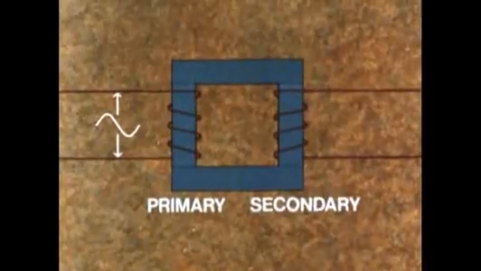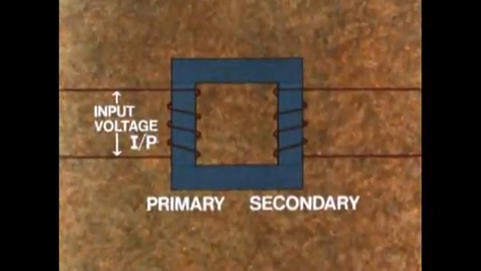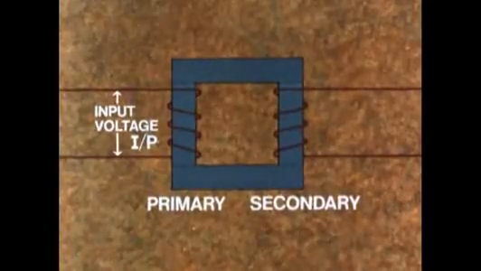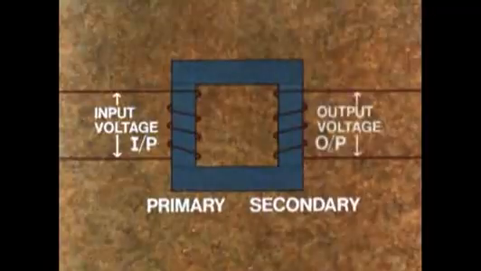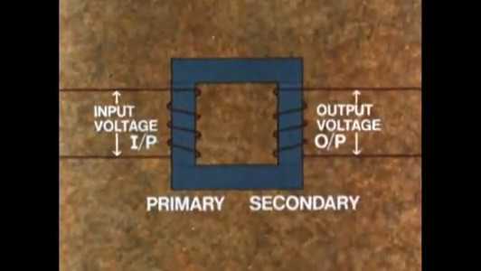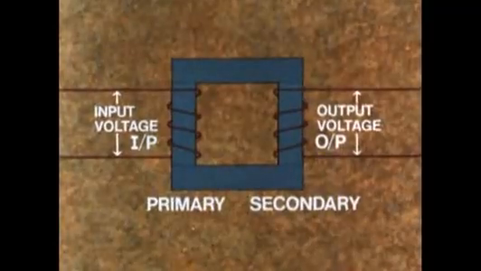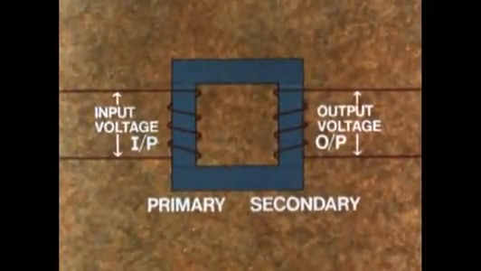The alternating voltage applied to the primary coil is the input voltage, IP. And the alternating voltage produced in the secondary is the output voltage, OP. But before we can understand how this arrangement actually transforms the voltage, we need to know something else about induced currents.